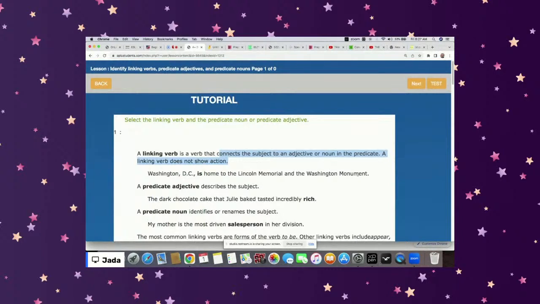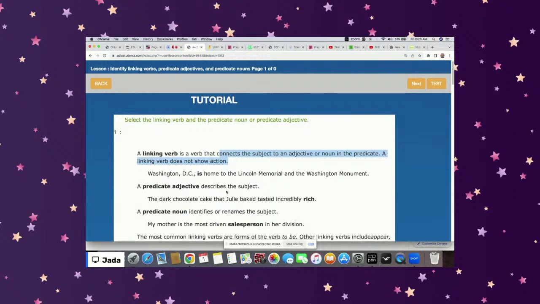So, Washington DC is the home to the Lincoln Memorial and the Washington Monument. You see, is the linking verb. All they do is just connect the two things in the sentence. They could connect the subject and the predicate, they could connect the sentence together. So that's what linking verbs are.